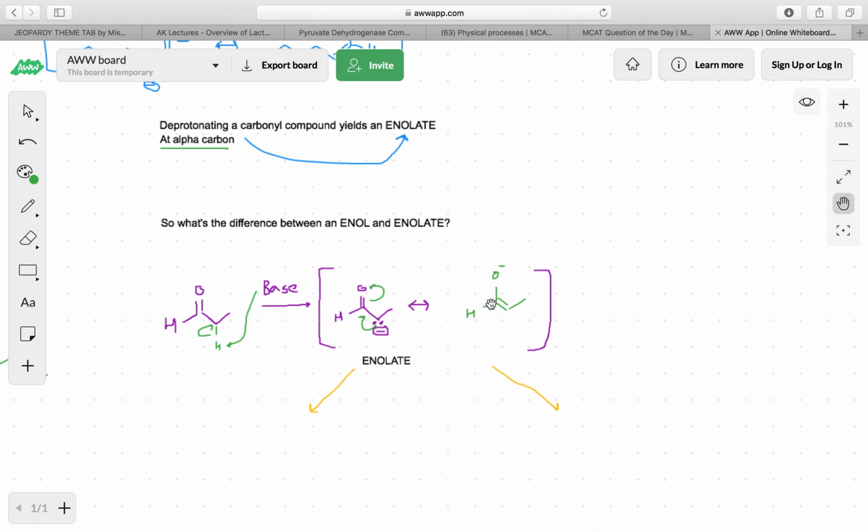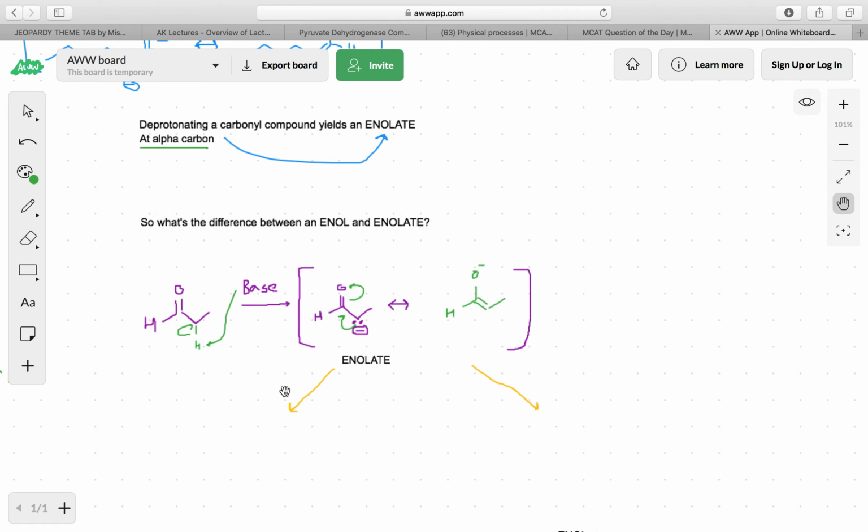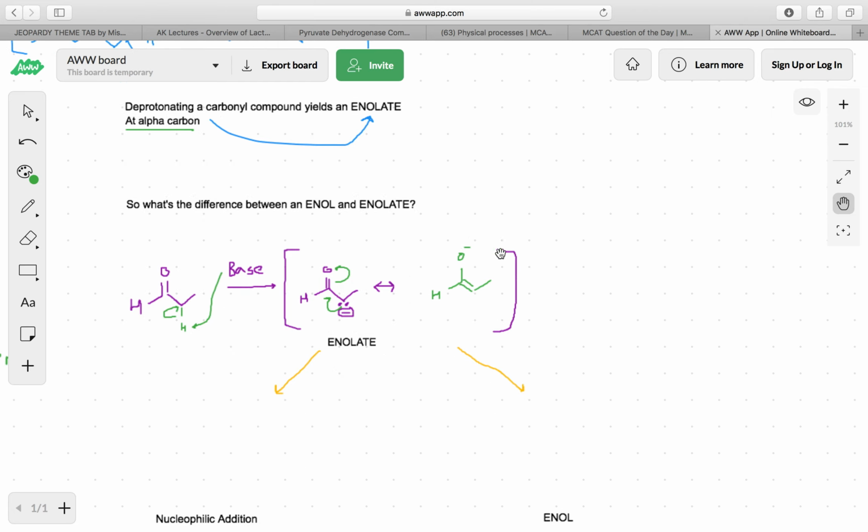So now we really have 2 choices when we have an enolate. It can go down 2 different reaction routes. The first one is it can use its lone pair as a nucleophile and attack an electrophile. That's only if an electrophile is present in solution. The other route is if there's nothing left, you just reprotonate and you create an enol.